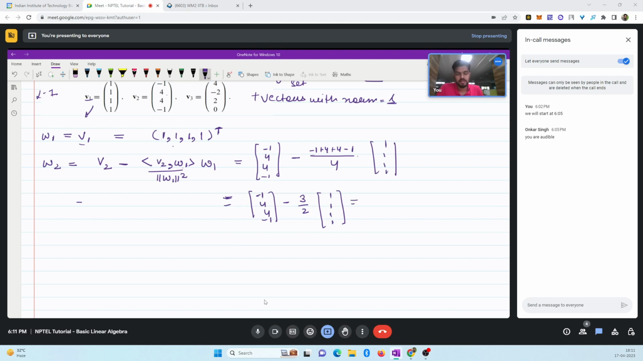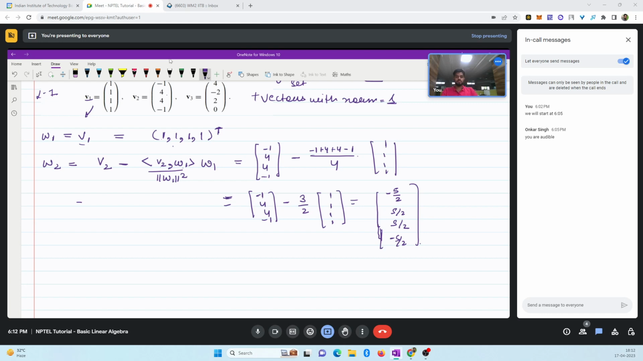So you obtain minus 1 minus 3 by 2, you get minus 5 by 2. Your second component is 4 minus 3 by 2, so this is 7 by 2. Sorry, this is 3 by 2. So this would be again 5 by 2, 5 by 2, and minus 5 by 2. Right, so this is the second element of our orthogonal set that we have obtained.